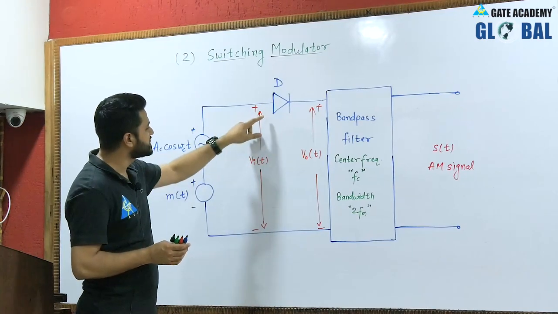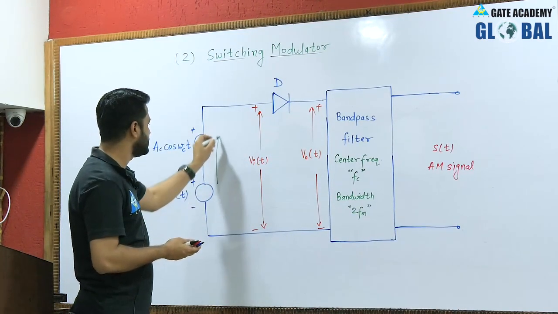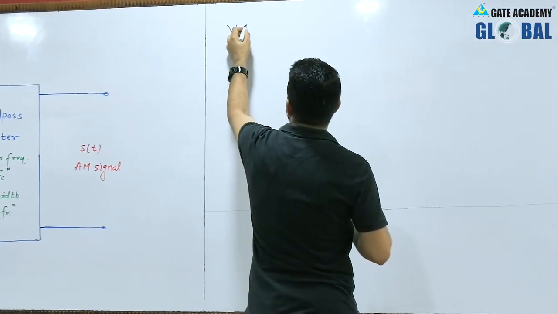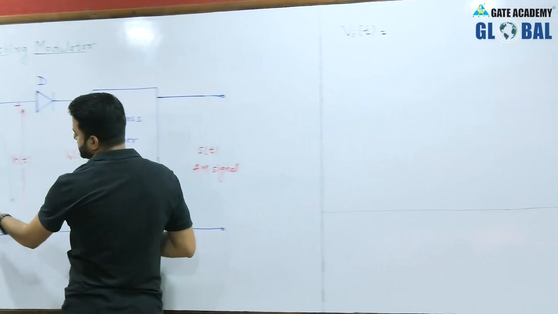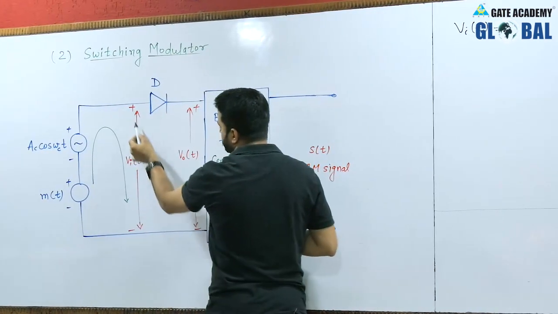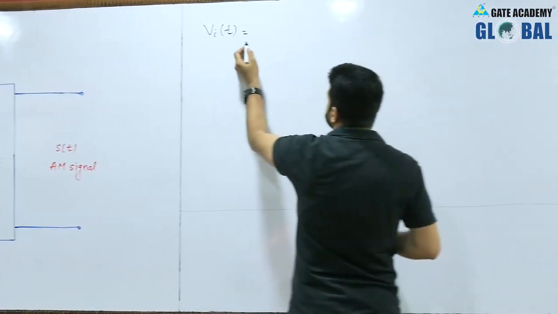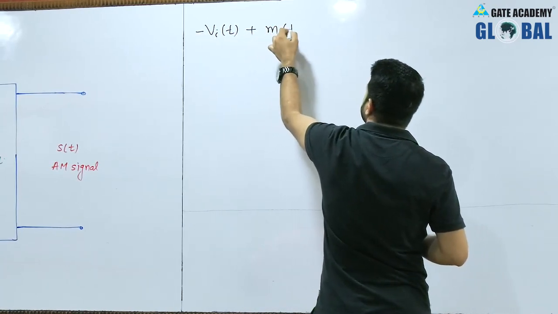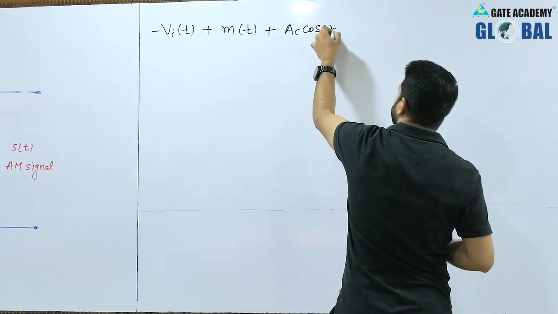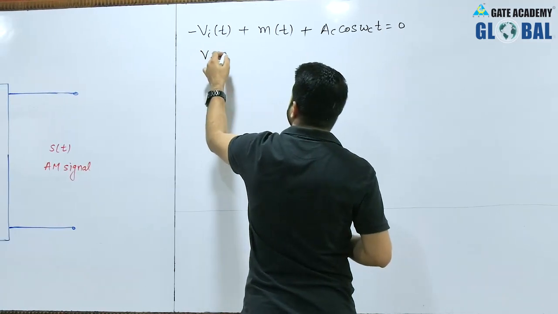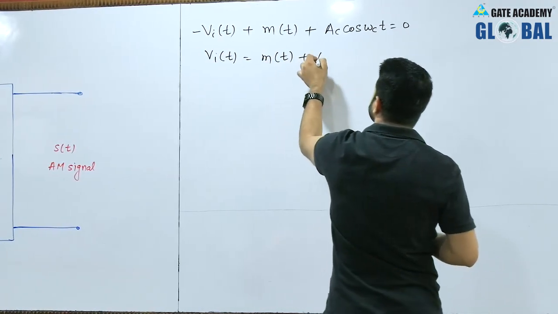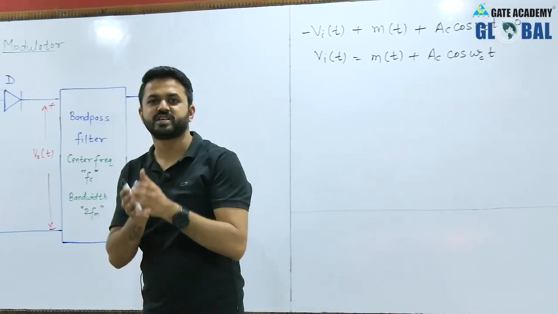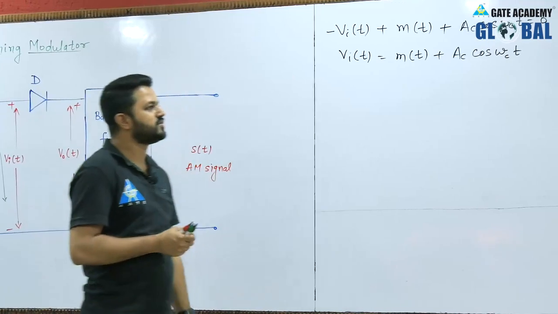Now the Vi(t) which is input to this diode: if we apply KVL here, we get plus m(t) plus Ac cos omega c t minus Vi(t), and both are plus. So minus Vi(t) plus m(t) plus Ac cos omega c t should be equal to 0. So we get Vi(t) equal to m(t) plus Ac cos omega c t. Same as the previous method, we get the sum of carrier and message signal, which is now input to the diode.